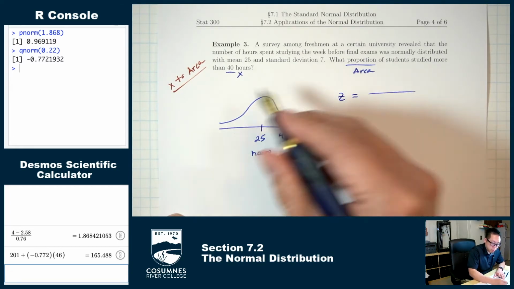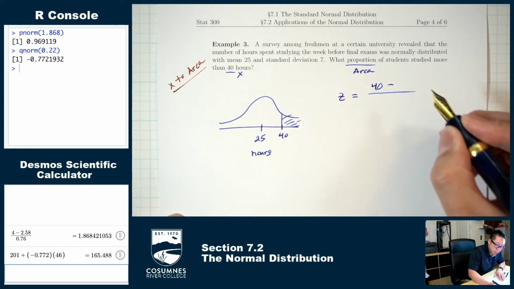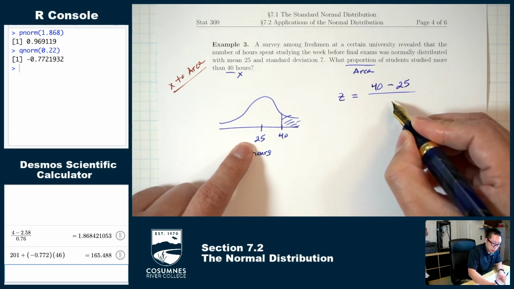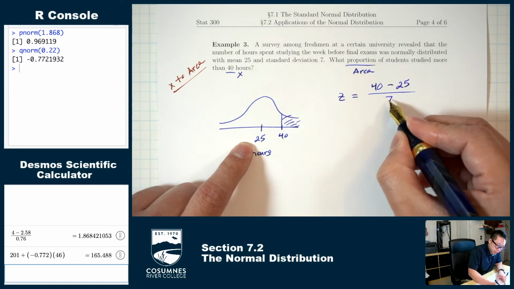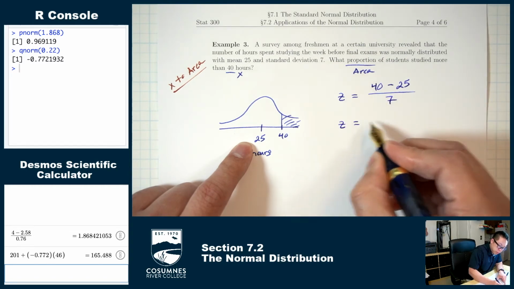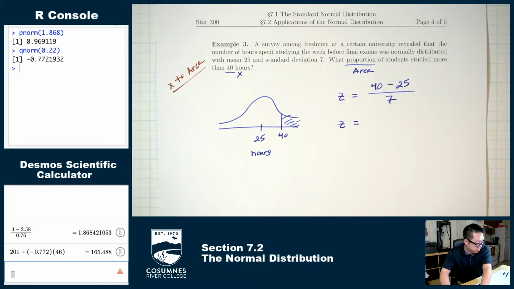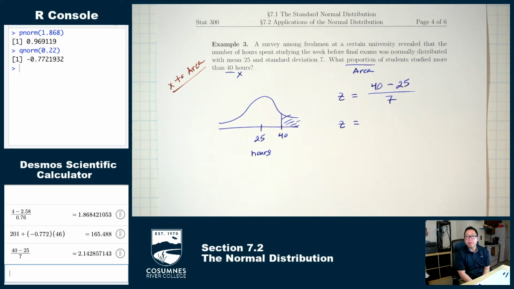So z-score first. X, we said, was the 40, minus the mean, which was 25, divided by the standard deviation, which was 7. Okay, so on my calculator, fraction on top, 40 minus 25. On the bottom, 7. Rounded to 3 decimal places, this is 2.143.